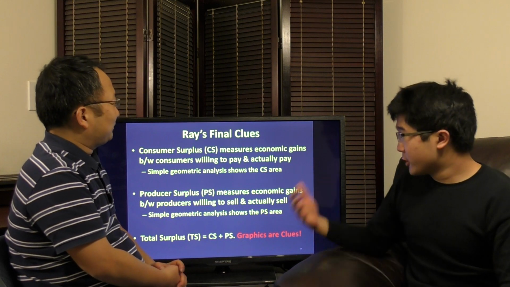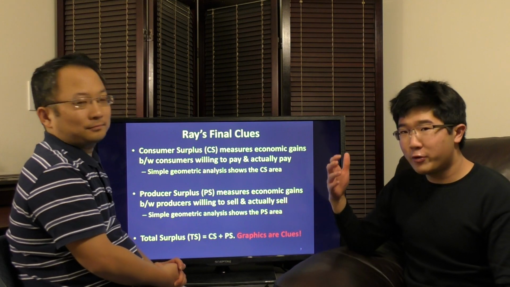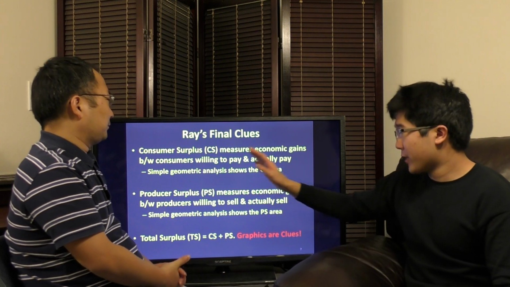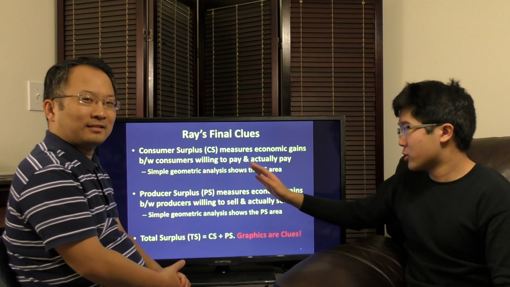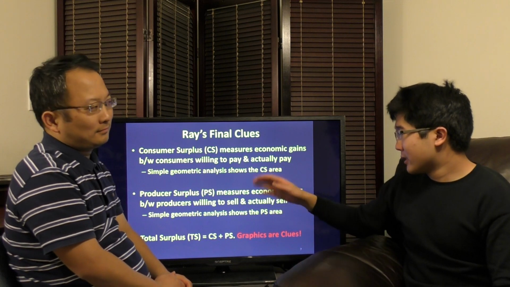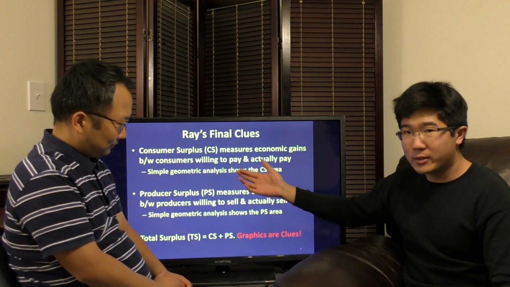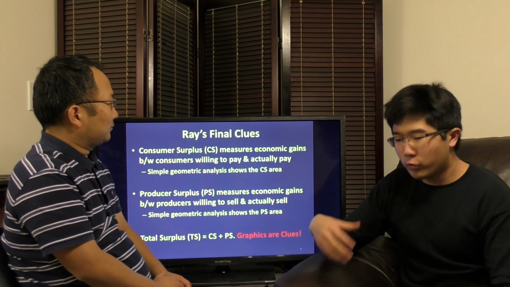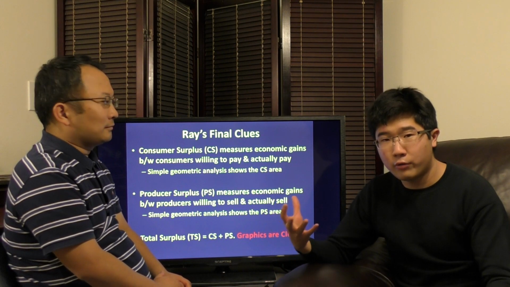For a final clue, consumer surplus measures the economic gains of consumers, the welfare of consumers: what they are willing to pay and what they actually pay. The difference between what they are willing to pay and what they actually pay is their consumer surplus. A simple geometric analysis shows this consumer surplus area, which represents price times quantity, our overall consumer surplus represented monetarily or financially.